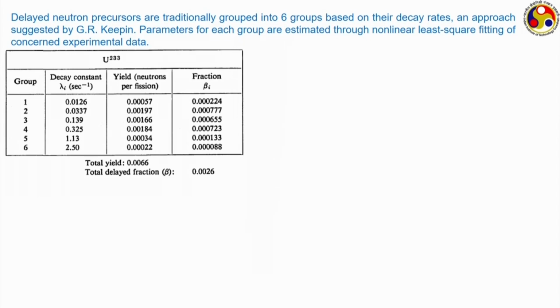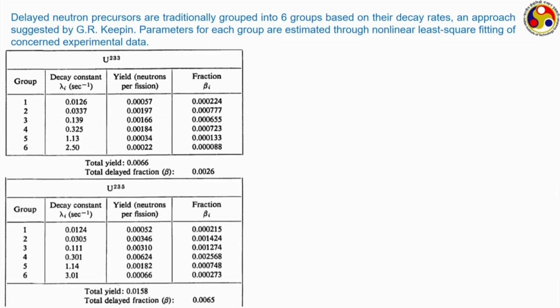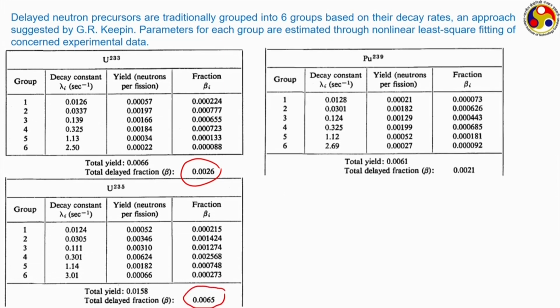These are the groups that we can get for uranium 233. You can clearly see there are 6 groups and the corresponding average decay constant and the fraction of that group, that is beta, are clearly given. Similarly, these are the groups for uranium 238. In case of uranium 233, you can see that only 0.0026 is the beta fraction. So, that is 0.26% of total neutrons that are delayed neutrons. Similarly, it is 0.0065 for uranium 235, and this is the chart for plutonium 239. Here the delayed neutron fraction is only 0.0021.